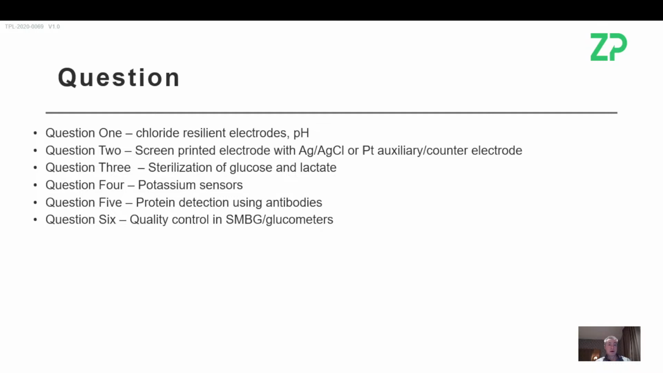And I also will talk about quality control in SMBGs, self-monitoring blood glucose. These are the glucose strips. Talk about quality control there.